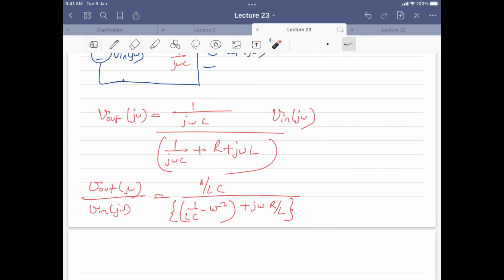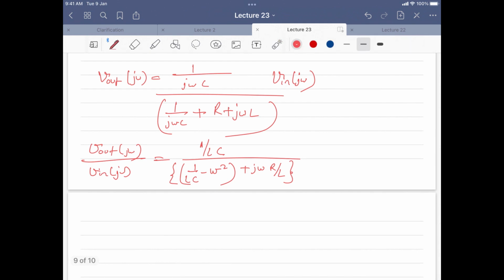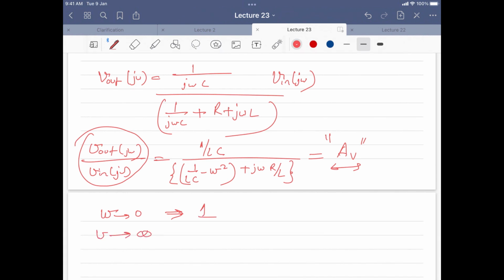Okay. Now if I want to check whether this is a low pass or high pass, I will put two conditions here. Once omega is 0, what will be the answer? Because this is the gain, V out by V in. If I put omega equal to 0, what will be the gain? 1. 1 or not? And if I put omega as infinity, what will be the gain? 0. So what is this filter?